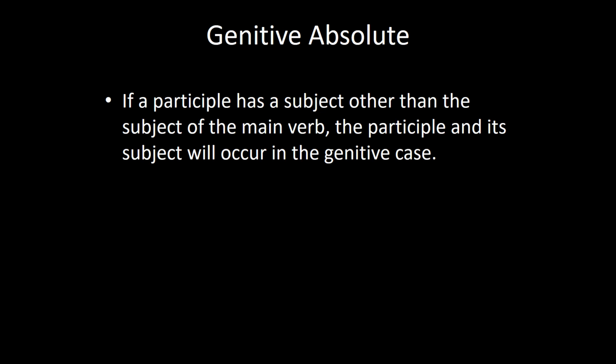I want to explain something called a Genitive Absolute. If you've got a participle and it needs to have a subject other than the subject of the main verb, the participle and its subject will be genitive. So you've got a participle. The one performing the action of the participle is not the same one performing the action of the main verb. So I need a different subject. The participle and the subject will be in the genitive case.